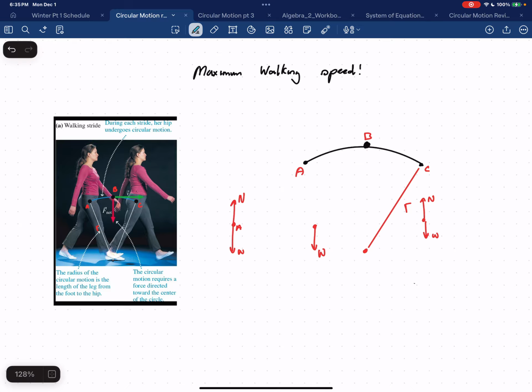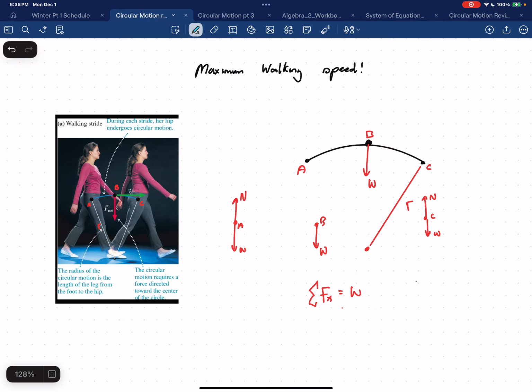Now if we analyze point B right here, we know that the x direction will always point towards the center of the circle. That's true, right? So if this is my center and my weight is over here, then the sum of forces in the x direction is going to be equal to my weight. And the speed I can find from this equation is the maximum speed she could walk at.